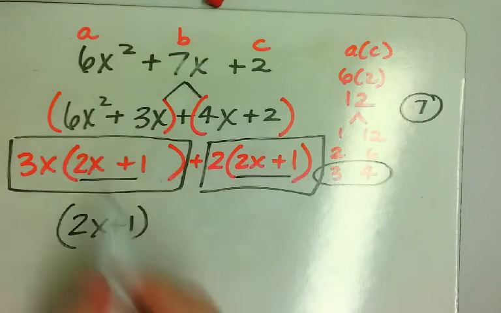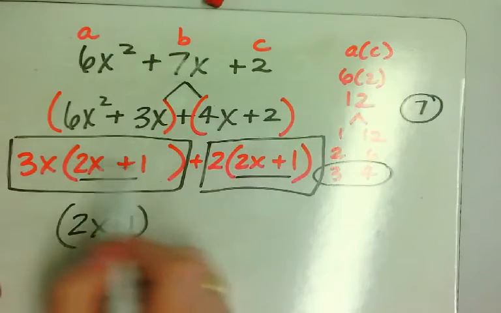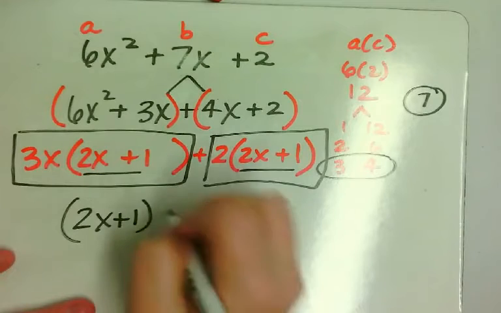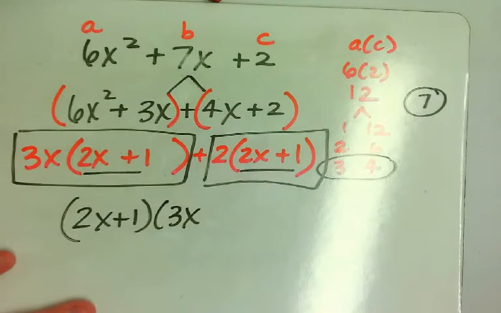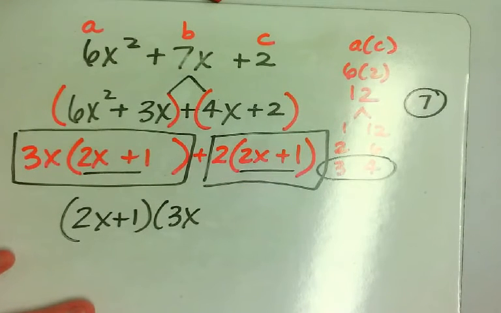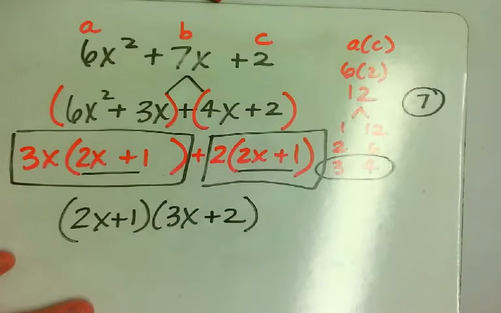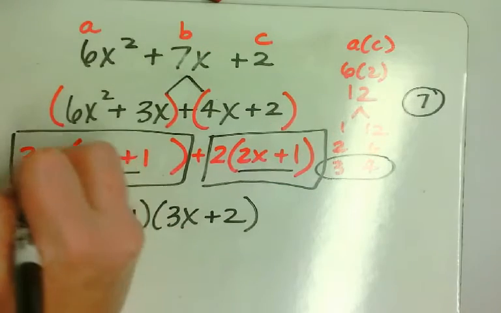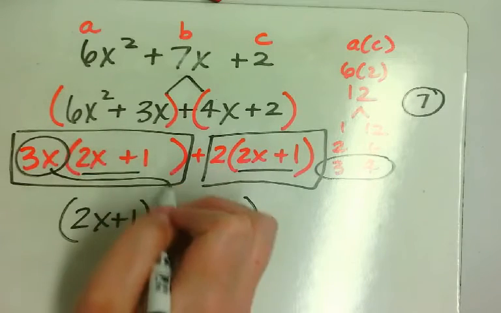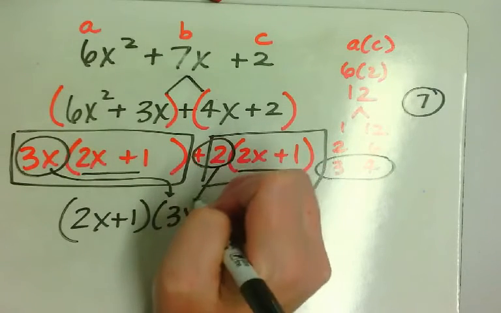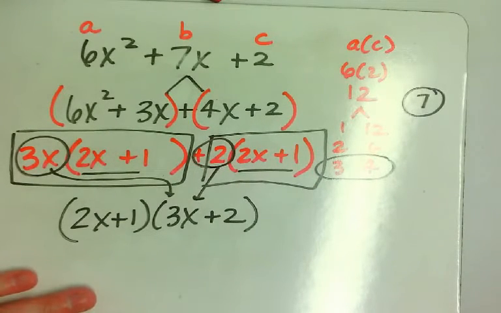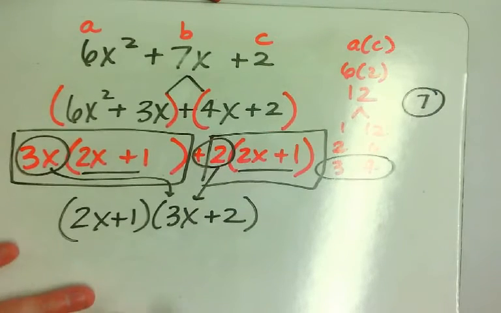Now, in the first box, what did I multiply 2x plus 1 by? 3x. So I have to multiply it by 3x. And in the second box, what did I multiply 2x plus 1 by? 2. So I'm going to write a plus 2. You take the extra pieces to make the second binomial. Now, here's the reason why this works.